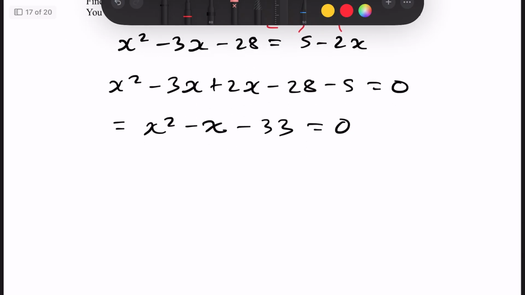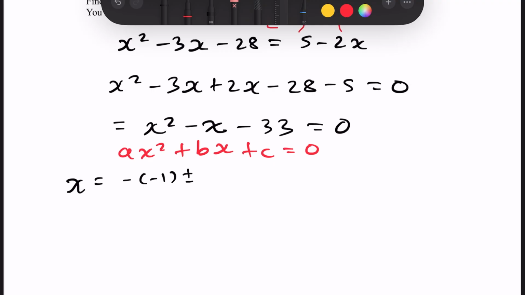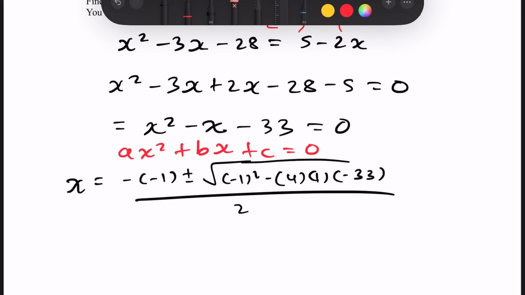Now let's find the roots of this. If we represent this as ax squared plus bx plus c is equal to 0, x is equal to negative b, which is negative 1, plus minus the square root of b squared minus 4ac, which is negative 1 squared minus 4 times a, which is 1, times c, which is negative 33, divided by 2 times a, which is 1. This is equal to 1 plus minus the square root of 1 squared minus 4 times 1 times negative 33, which is 133, divided by 2.